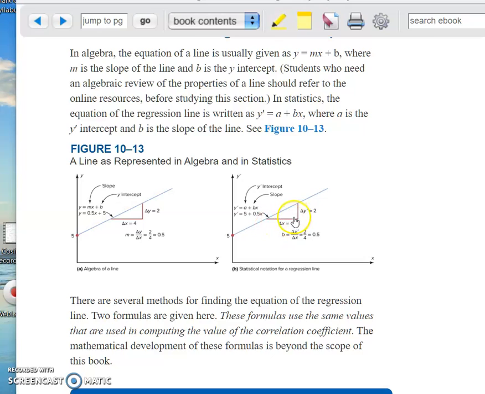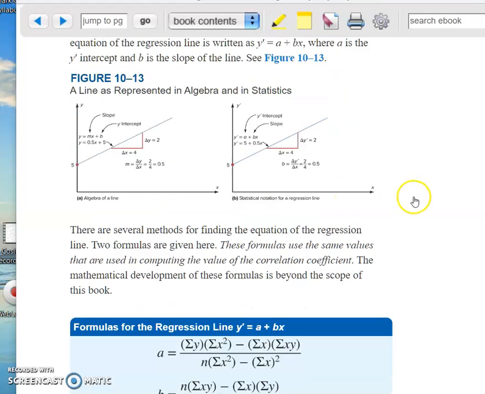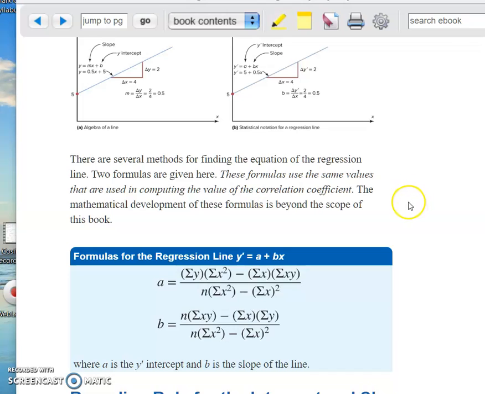Okay, the slope is the rise over the run. So 2/4 in this particular case. So 2/4 is 0.5. So 5 is the y-intercept. 0.5 is the slope. Okay, so now there are several methods of doing this. Here are a couple of formulas they're going to give you. You're never going to have to use these. You just have to be aware of them. And they are right here.